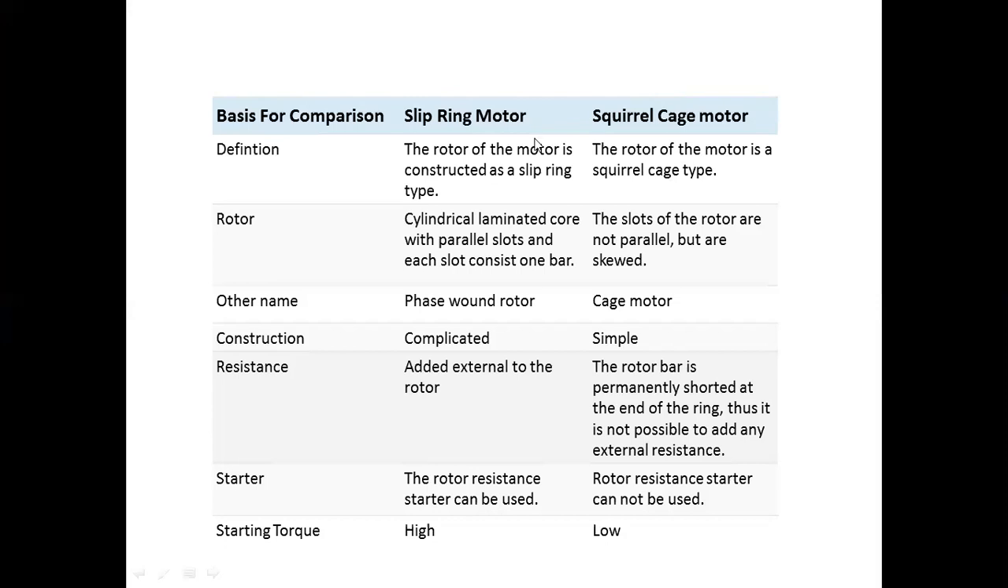So see, first one, squirrel cage, and the same points are there. Rotor construction is simpler in squirrel cage and difficult or complicated in slip ring. So obviously the cost of slip ring is more, as more copper is required.